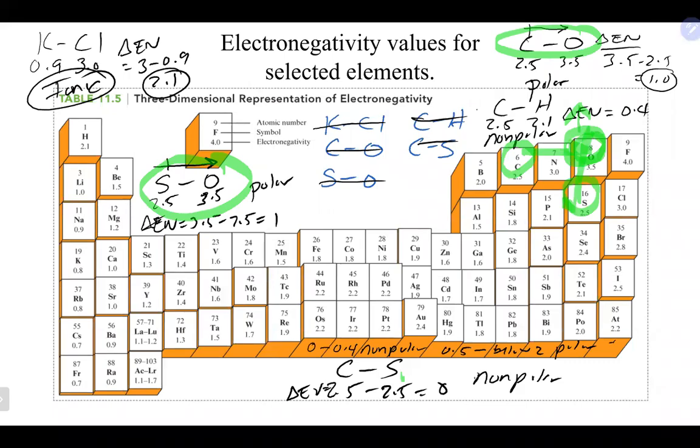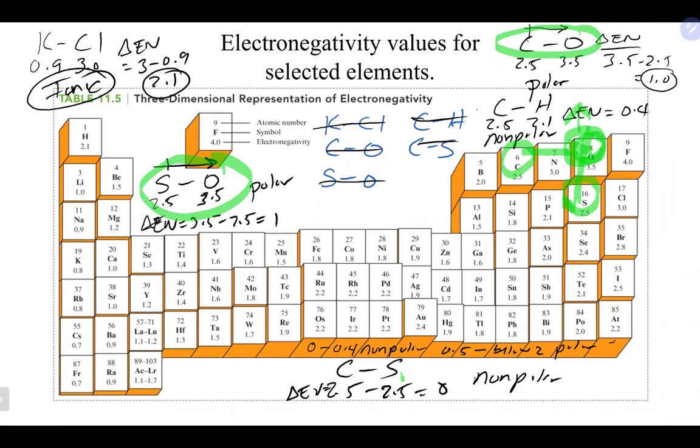So you don't always need the numbers. You can use the general trend a lot of times to make a pretty safe guess. If you are comparing two elements that are in the same row, and they are not in the same spot, which they would not be, that's probably going to be polar. And if they're in the same group, it is going to be a polar bond. And that's a good way to just use the general trend. Any questions on how to use this here?